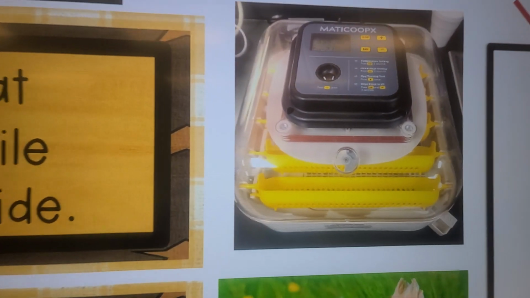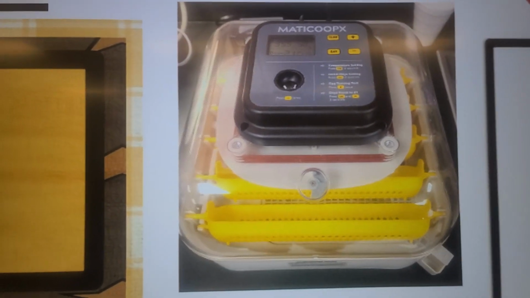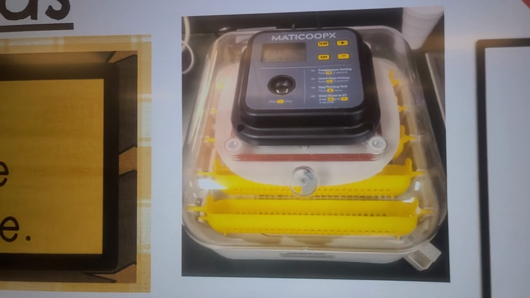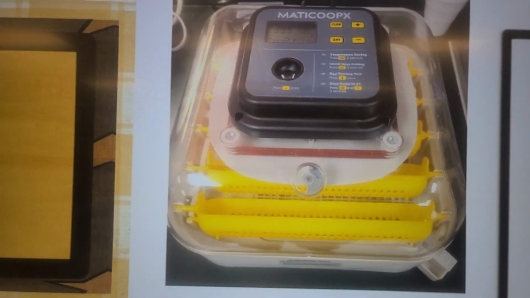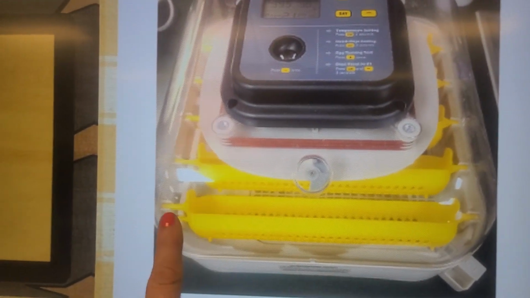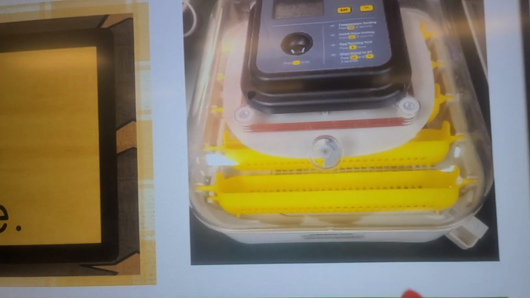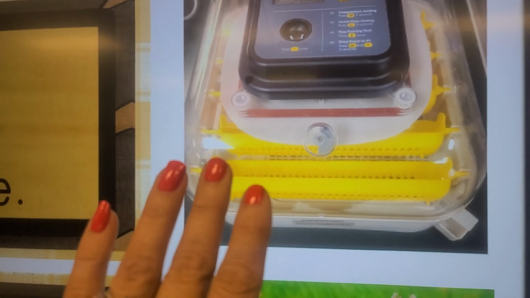This is what our new incubator looks like. We started using this incubator last year. Before that, we had an older version that was a styrofoam, a lot less automatic. We didn't have these yellow turning sleeves in there. We had to actually put an X on one side of the O and an O on the other side of the O and turn them over ourselves 3 times a day.